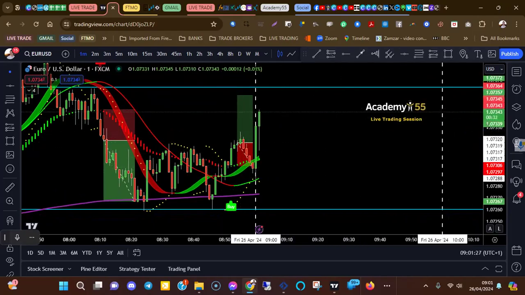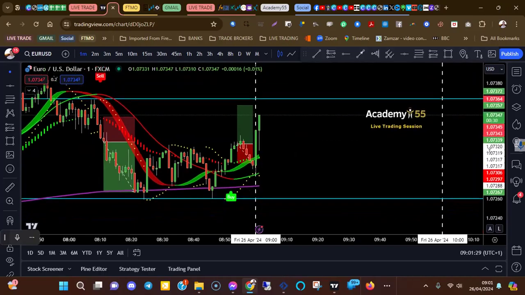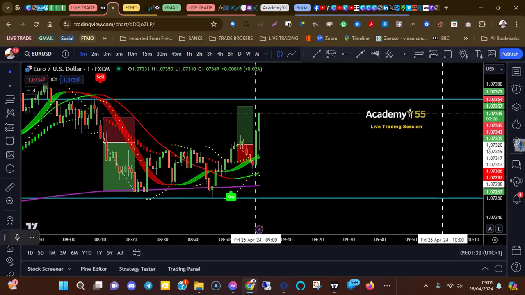Quite a lot of volume coming in for a buy now. A little bit of news around. But we just have to watch this one play out and see what happens.